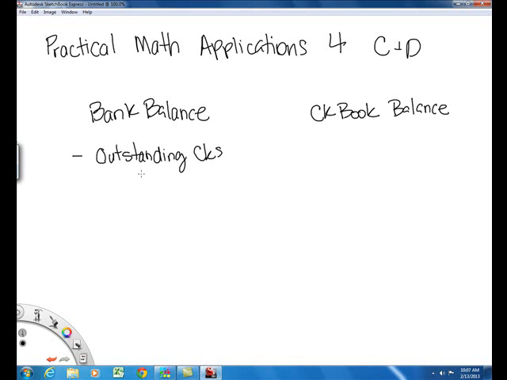from your bank balance. Now, just like you have outstanding checks that haven't gone through, it's likely that you've also made deposits after the bank balance came through. So you may have outstanding deposits out there. Outstanding deposits would be added to the bank balance.